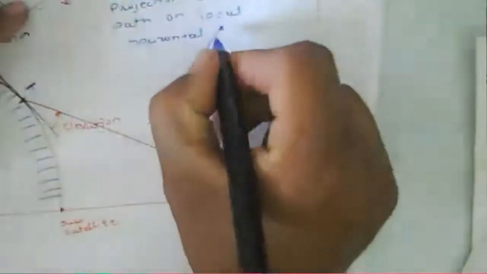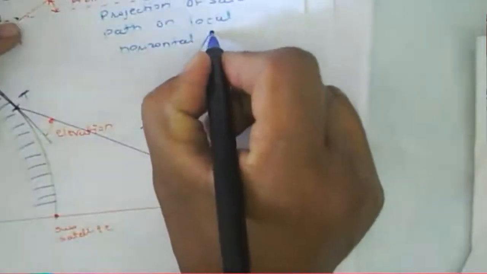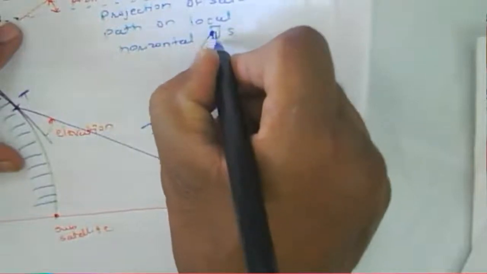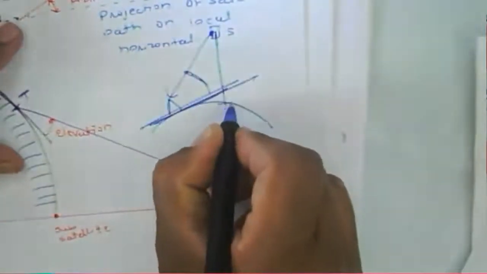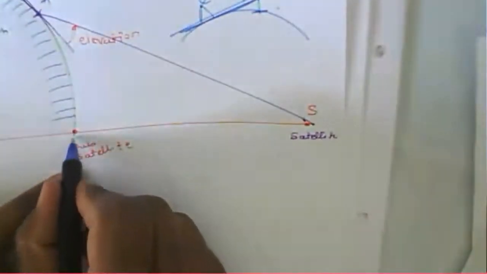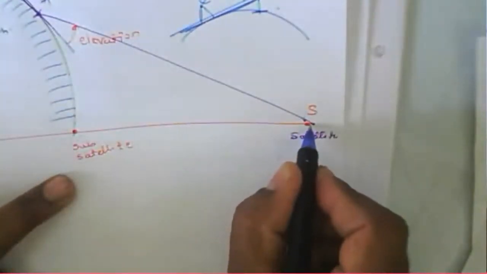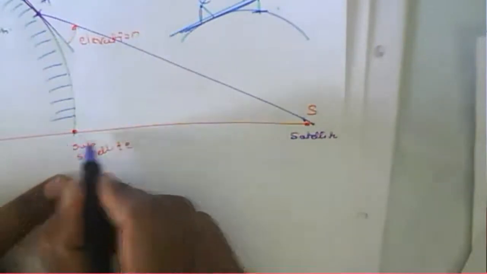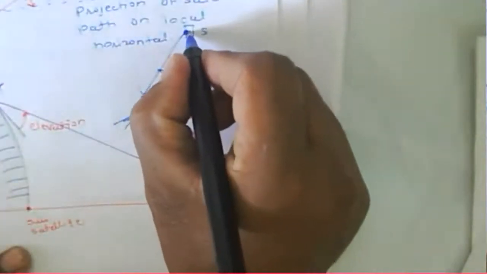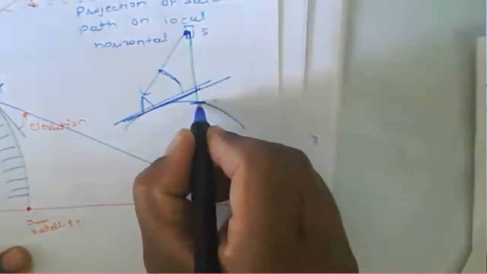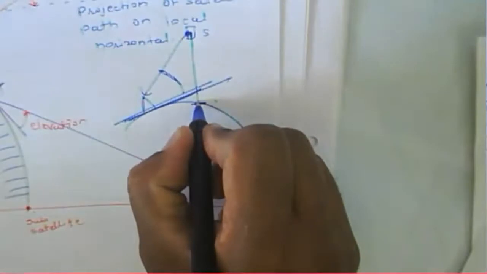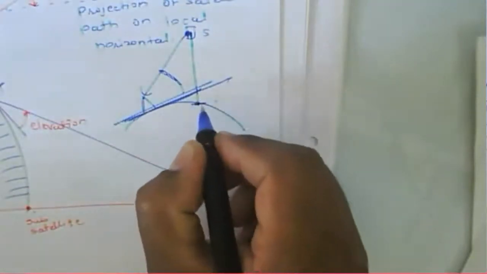Now, what does the sub-satellite point mean? This is the position of the satellite here, and a line joining it perpendicular to the Earth, and this is nothing but the sub-satellite point. A sub-satellite point means the line joining from the satellite perpendicular to the Earth, and that particular point is called the sub-satellite point.